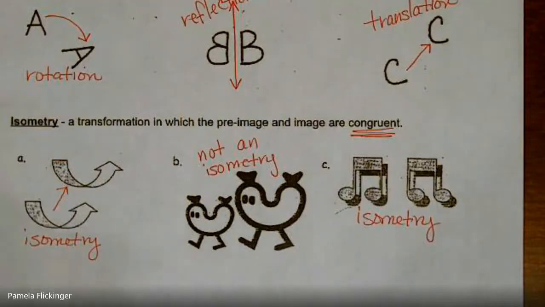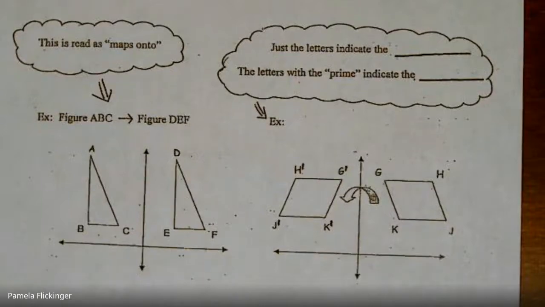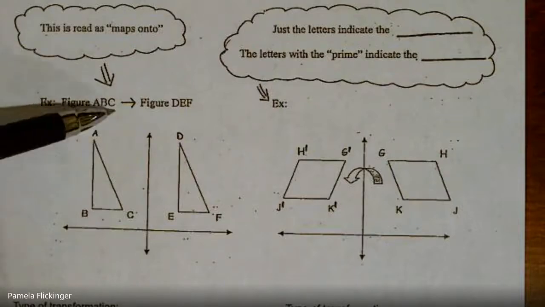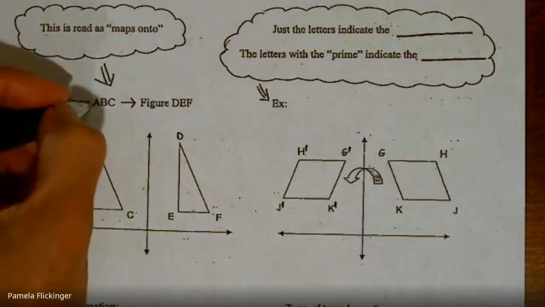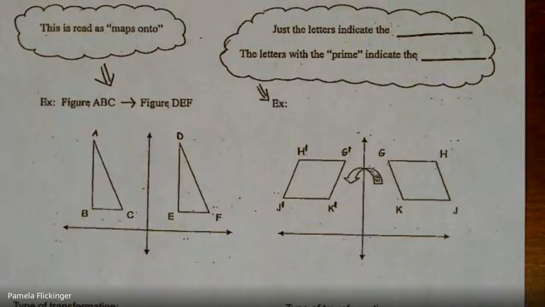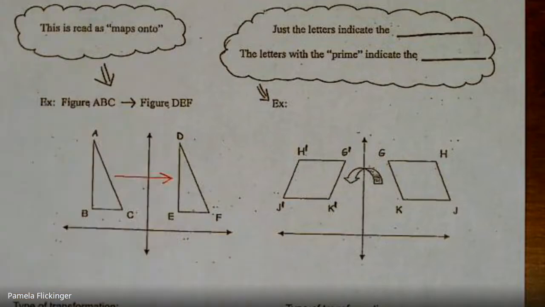Now, again, with any of the transformations, how they're labeled will help you understand which direction they are moving. All right, so there's a couple ways. This first one, you're going to see perhaps this arrow. And so what this means is that figure ABC is mapped onto, or maps onto, figure DEF. So this tells you that ABC is your pre-image, and that DEF is going to be the image. So it is definitely moving this direction.